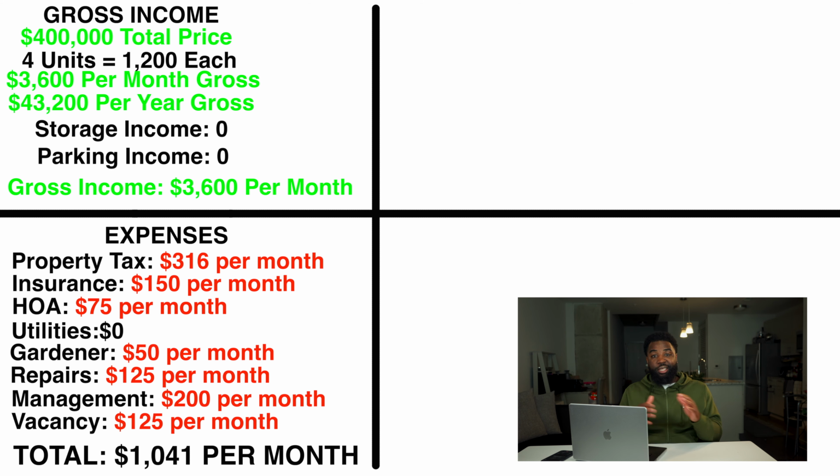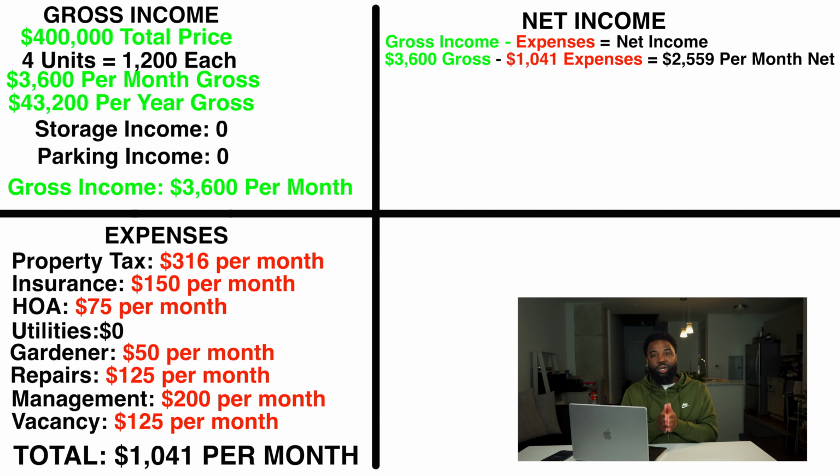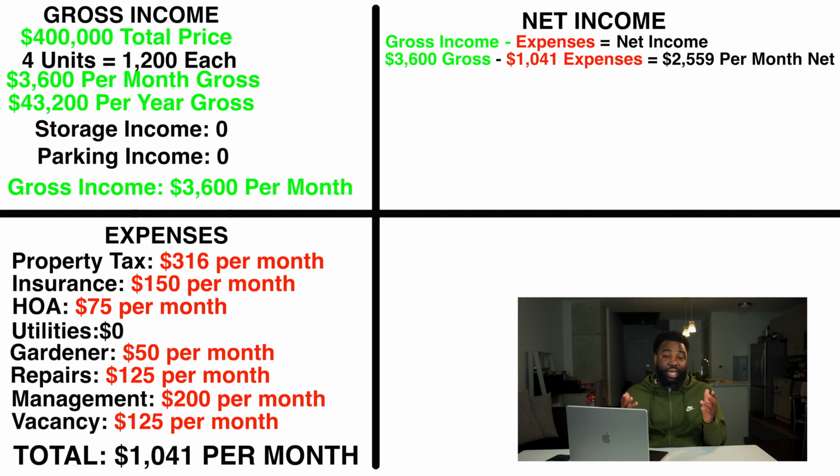So in order to get the net income, you would just have to subtract your expenses from your gross income. So we already said that the gross income was $3,600 and the expenses are $1,041 per month. So that would create a net income of $2,559 per month.